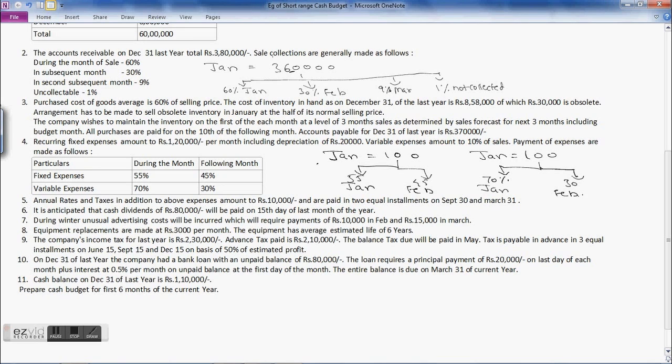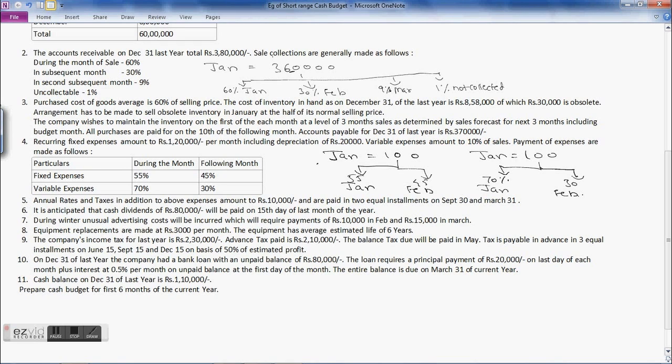Annual rates and tax, in addition to the above expenses, amount to rupees 10,000 and are paid in two equal installments, September 30th and March 31st. So we need to consider this 10,000 in our monthly cash budget of September and March.